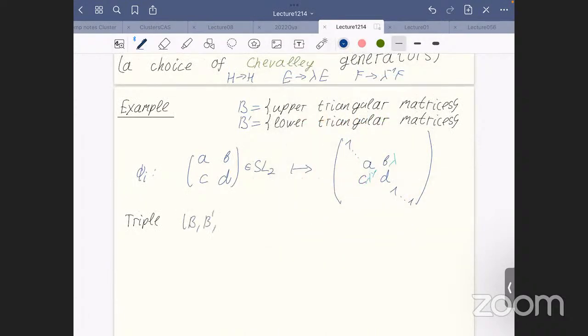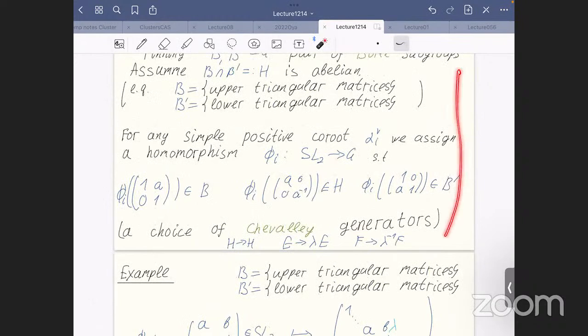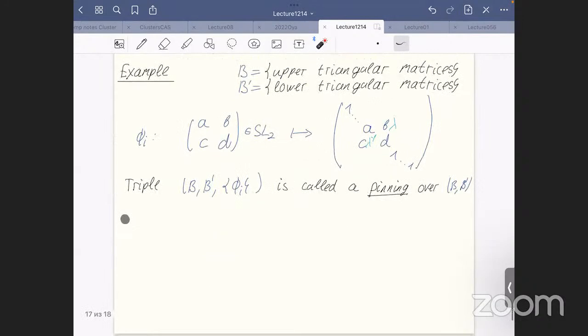The triple B, B prime and the set of all phi_i is called a pinning over the pair of Borel subgroups B and B prime. This definition, at least as stated here, was generic. It worked for any semi-simple group. Honestly, I will work only with type A, in PGL_m.